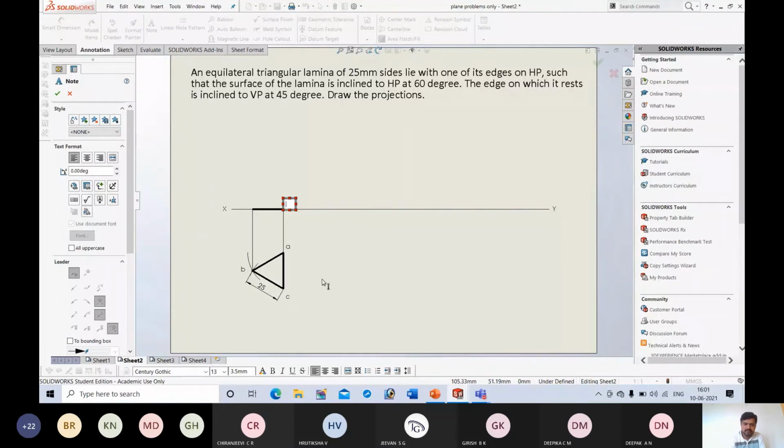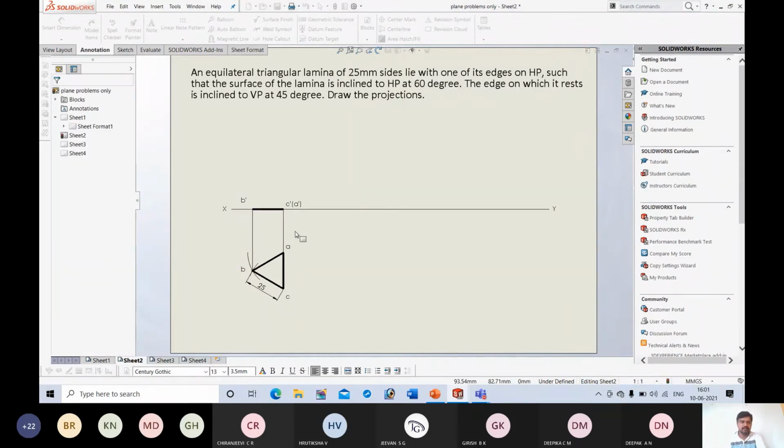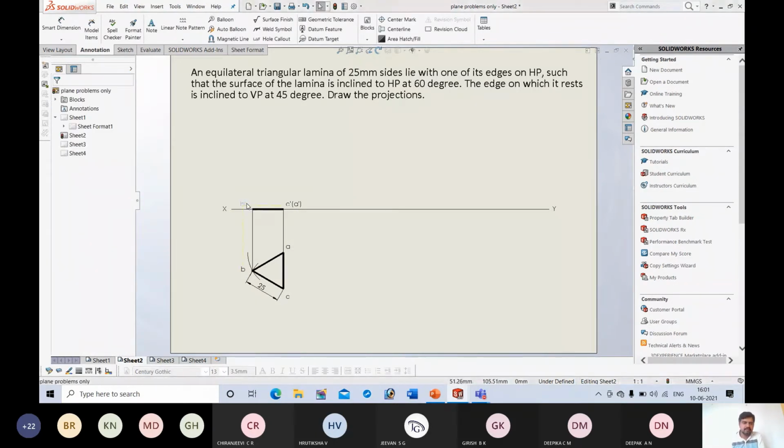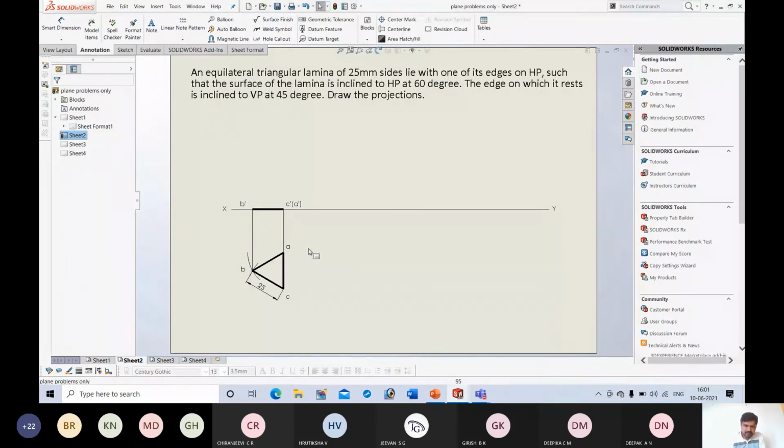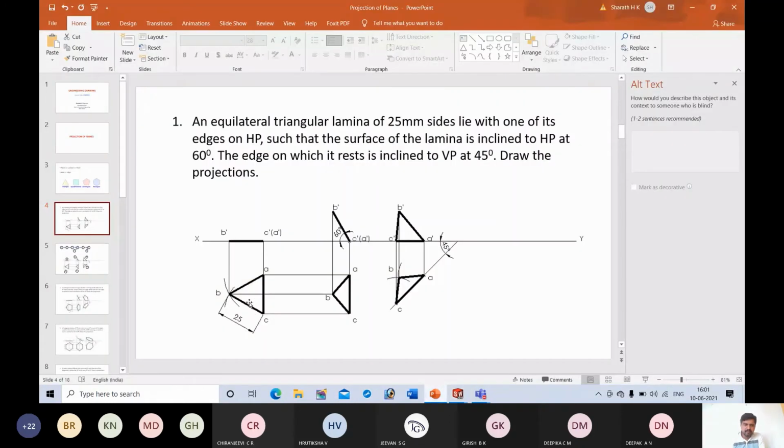So C dash and A dash will be inside the brackets. Next, B dash will be visible. So this is the initial position. We are keeping the lamina on HP and we are taking the top and front view. So this is the initial position we have drawn.